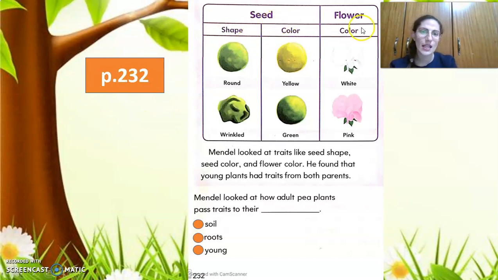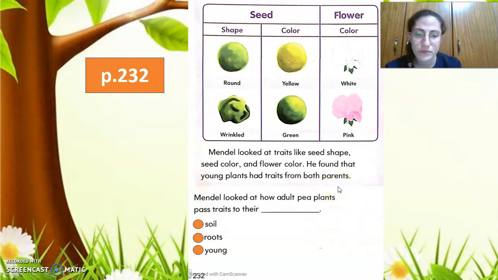We have the seed and the flower. We have a round seed and the color was yellow. Then a wrinkled seed and the color was green. In the flower we got a white flower and a pink flower. Let's read together. Mendel looked at traits like seed shape, seed color, and flower color. He found out that young plants had traits from both parents.